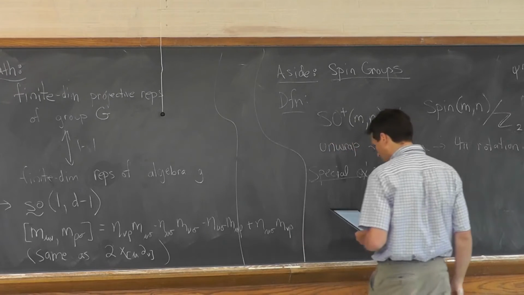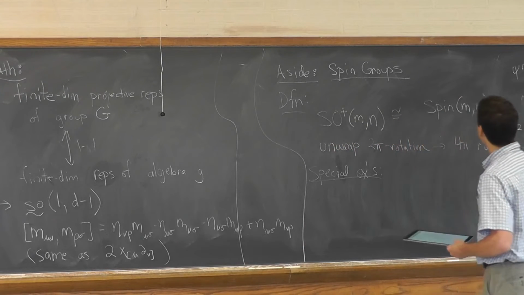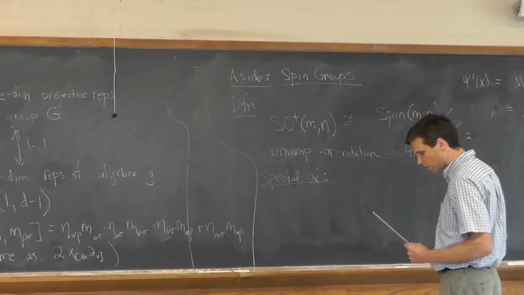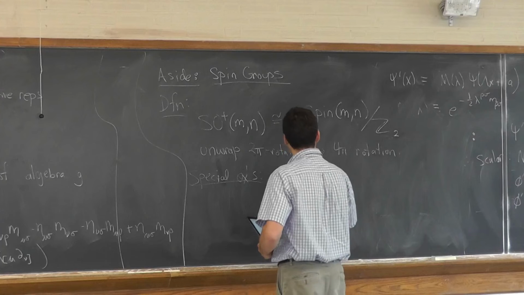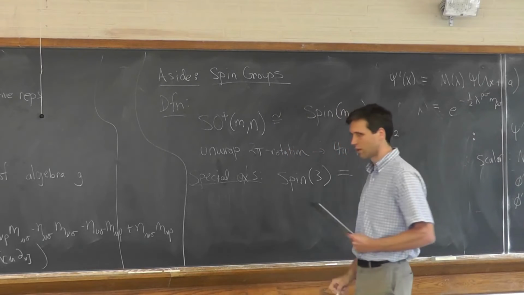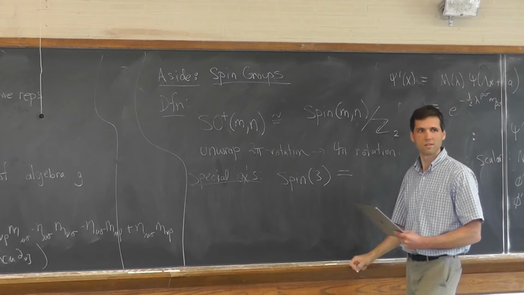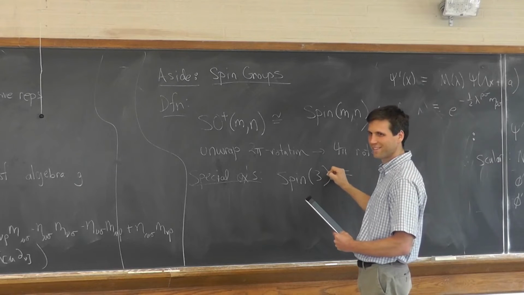So there are some special examples where you already know about spin groups, even if you've never heard of a spin group. For example, you've all heard of spin 3, SU2.